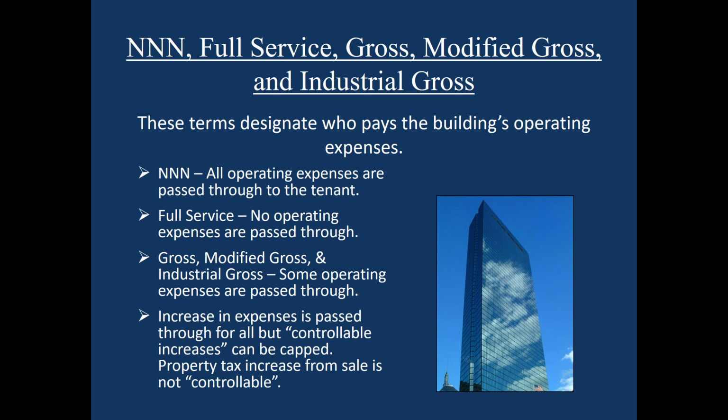In some cases, you can negotiate a cap on the expenses that guarantees they won't increase more than a stated amount. A cap usually applies to what are called controllable expenses, for example, janitorial service and landscaping. These are things in which the landlord can control the cost. Conversely, property taxes are not considered a controllable expense, which means if the building is sold and the property taxes go up, that additional cost will be passed on to the tenant.